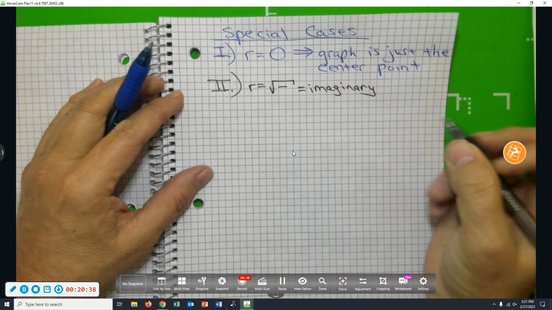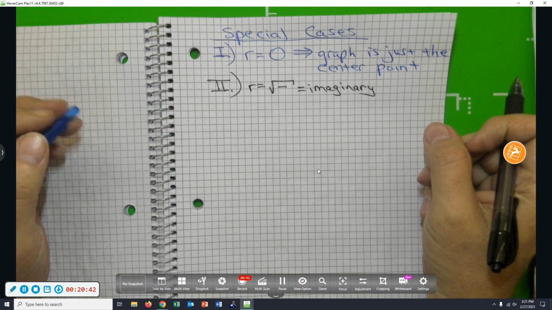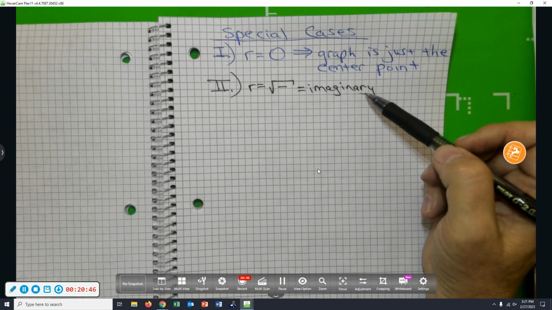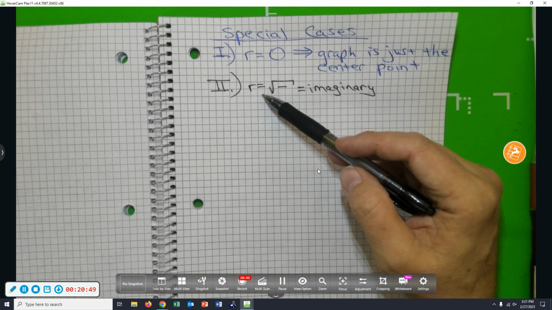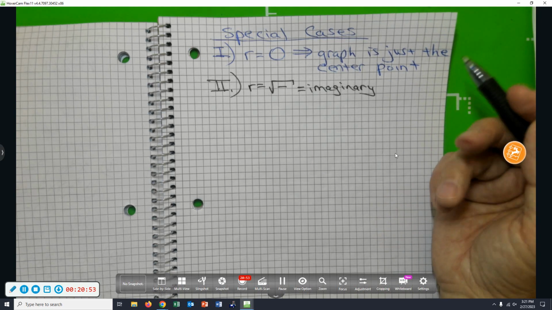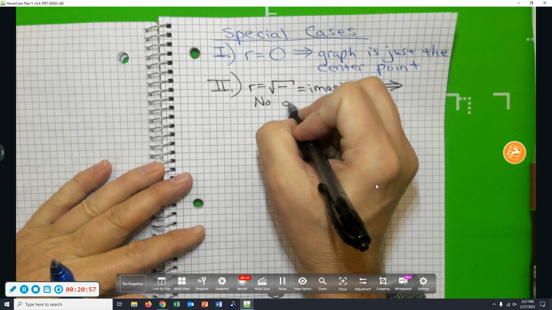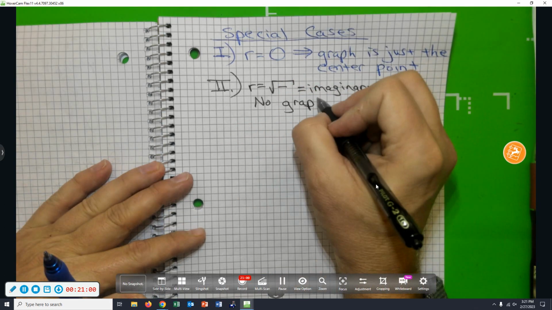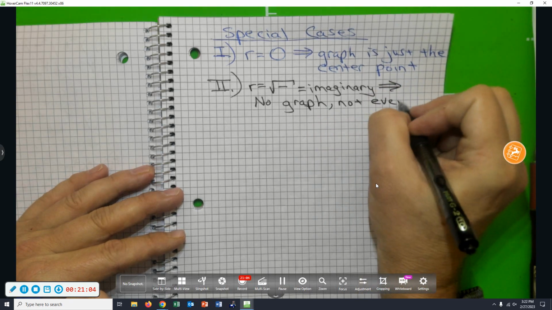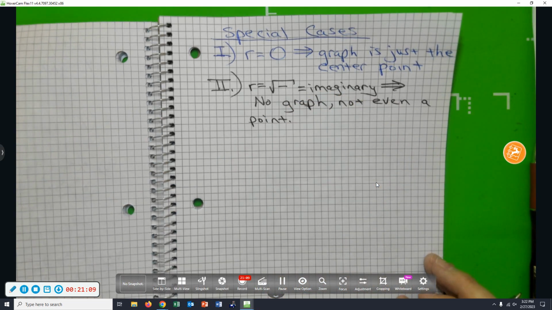Do you think we could have a circle with a radius of 3i or 4i, an imaginary number? If that number over here is negative, if that radius is imaginary, there is no point, not even a circle. I will say, no graph at all. Not even a circle, not even a point. No graph, not even a point. And how did you recognize those?